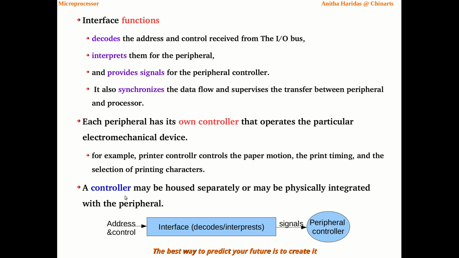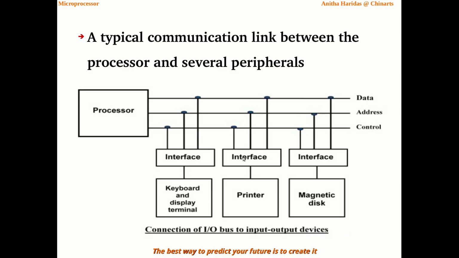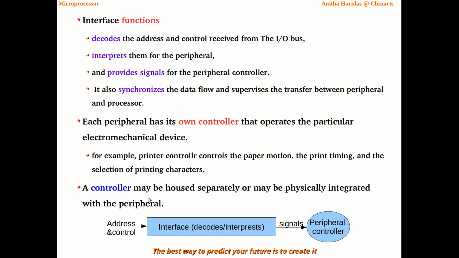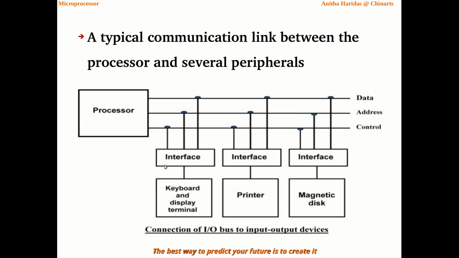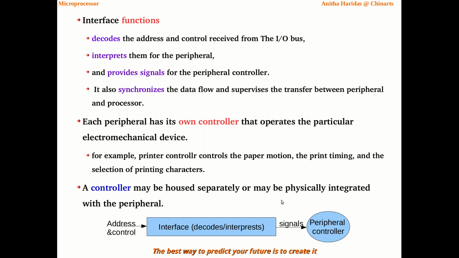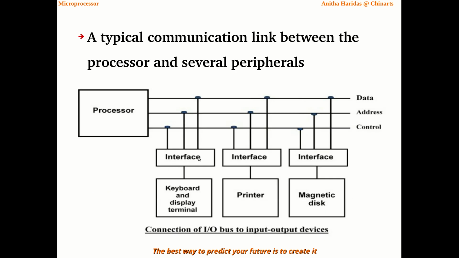Okay. Now any microcontroller which acts as the interface unit will be housed separately, or it may be physically integrated with the peripheral. What do you mean by this? See, I'm going to have a controller for the printer, a controller for the magnetic disk, and a controller for the keyboard and display terminal. Now, what it says is that these controllers can be kept separately like this, or they can be integrated with the peripheral device itself. So that means the interface can be part of the peripheral device, or it can be kept separately in the computer system, right?